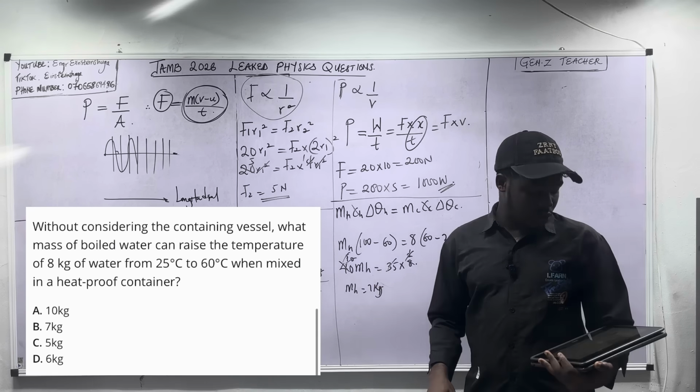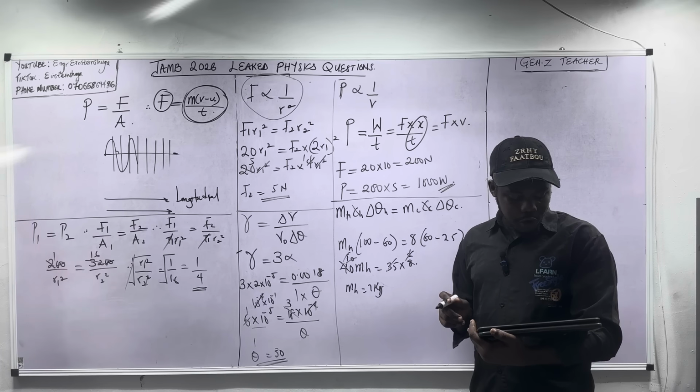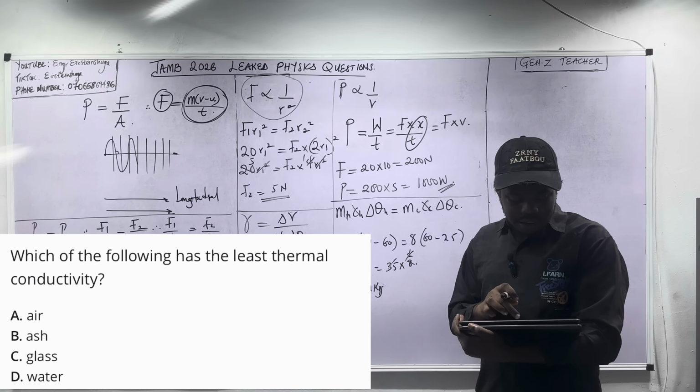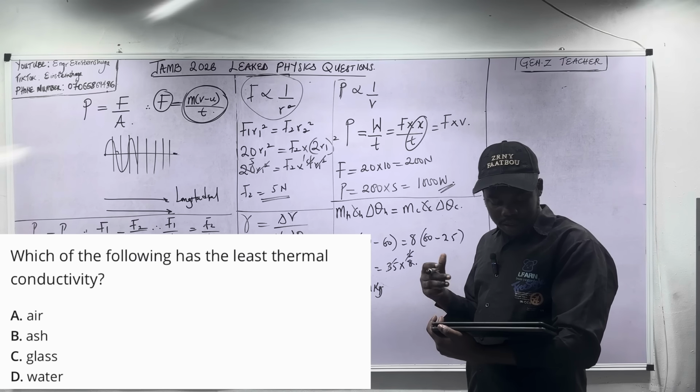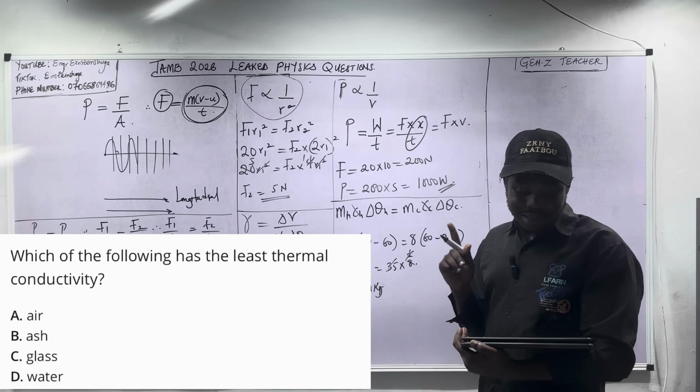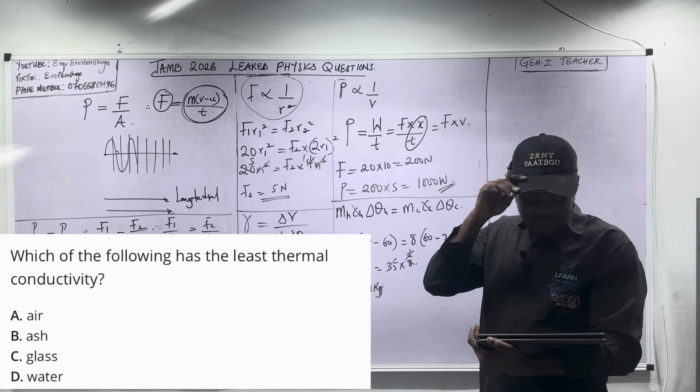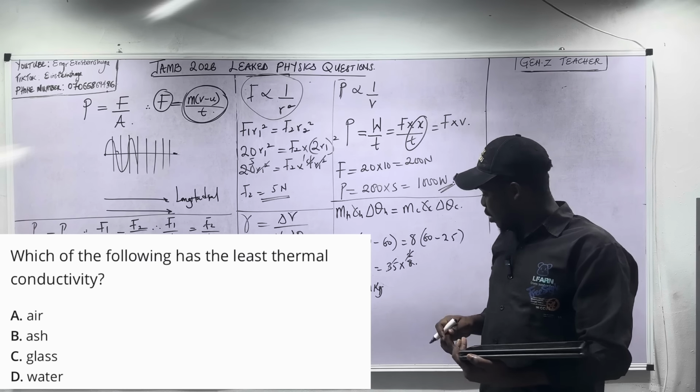7 kilograms. Next, which of the following has the least thermal conductivity? Air, ash, glass, and water. Okay, the answer for this should be A. Option A.